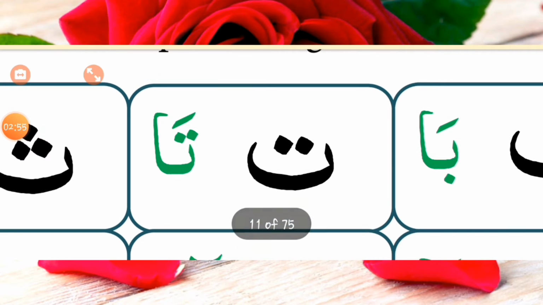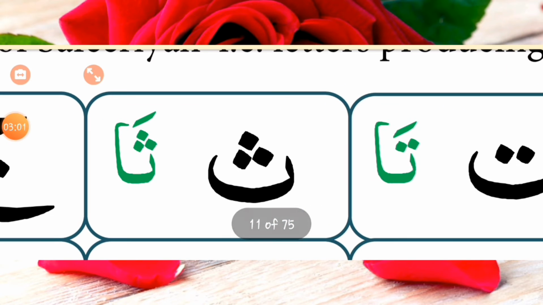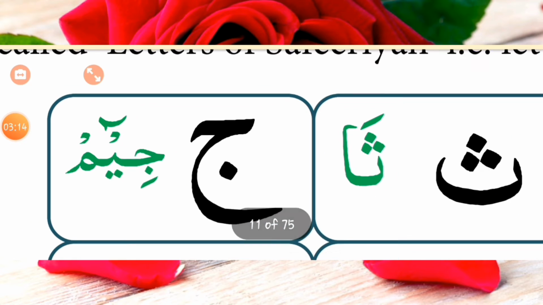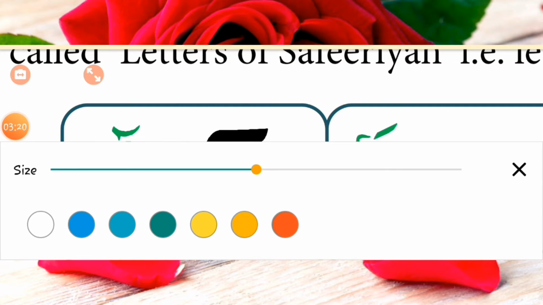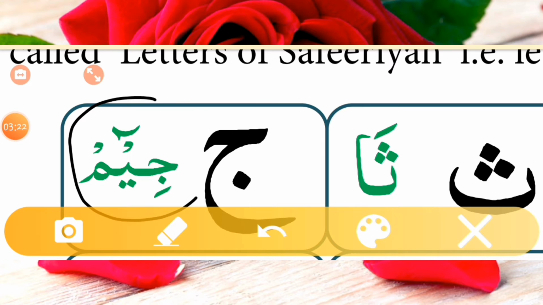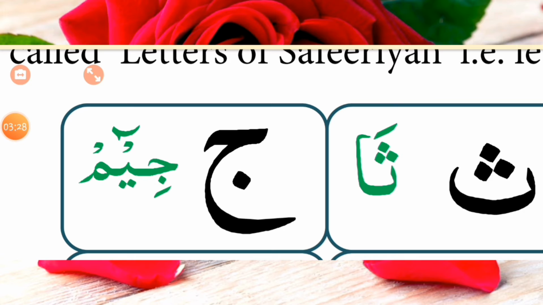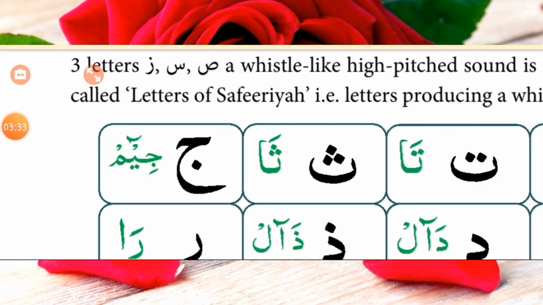So the next letter is Ta, Sa. If 3 dots are present above the letter, then it is Sa, and we say Sa softly. The next letter is Jim. As you see, mud is present over here. The sign like this is called mud, and the letter which contains mud is stretched up to 3 to 5 seconds. So got my point?